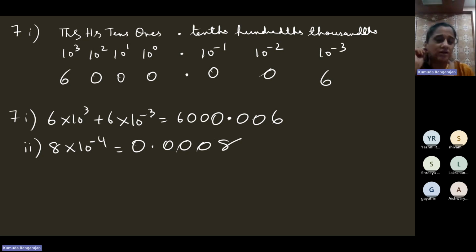It's only 8 into 10 to the power minus 4. So start with 0 point, and in the place value 10 to the power minus 1, there's no digit, so put a 0. In the place 10 to the power minus 2, no digit, 0. 10 to the power minus 3, 0. And 10 to the power minus 4 is 8. So this is the number.